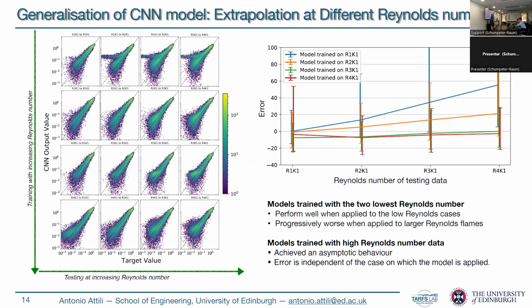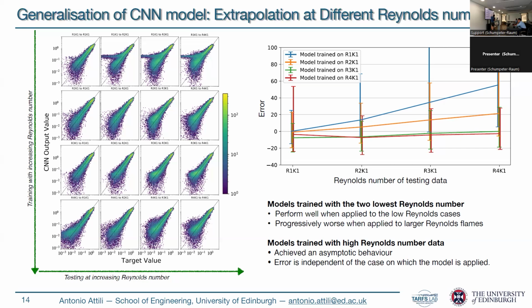Of course, you are extrapolating. You expect that the error increases a little bit, but the problem is that this thing is really going up a lot. So if your gas turbine is probably at a Reynolds number that on this graph would be on the second row there, well, your error will be unbelievably large.